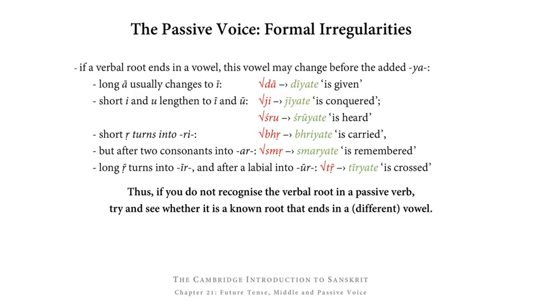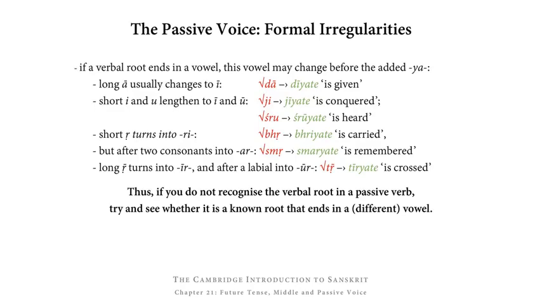But if it is preceded by 2 consonants, this changes into ar. So of smr, to remember, we get smaryate, is remembered. Finally, long r turns either into ir, or if it is preceded by a labial sound, it changes into ur. So for example, of tur, to cross, we get tiryate, is crossed.